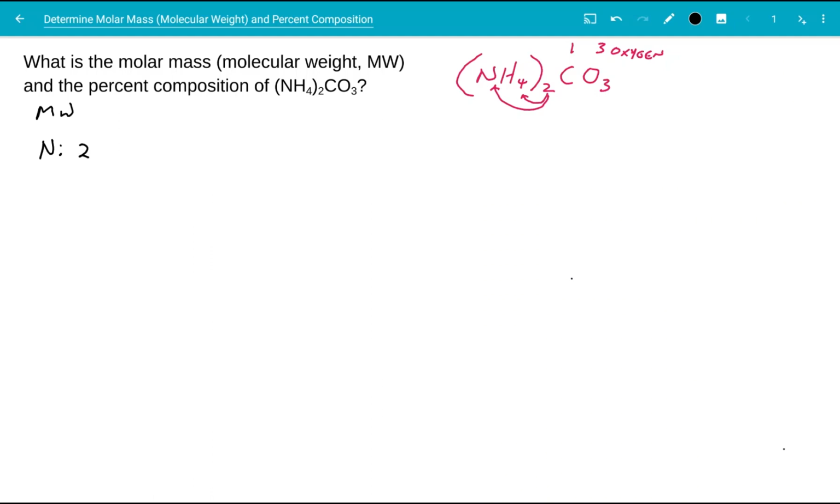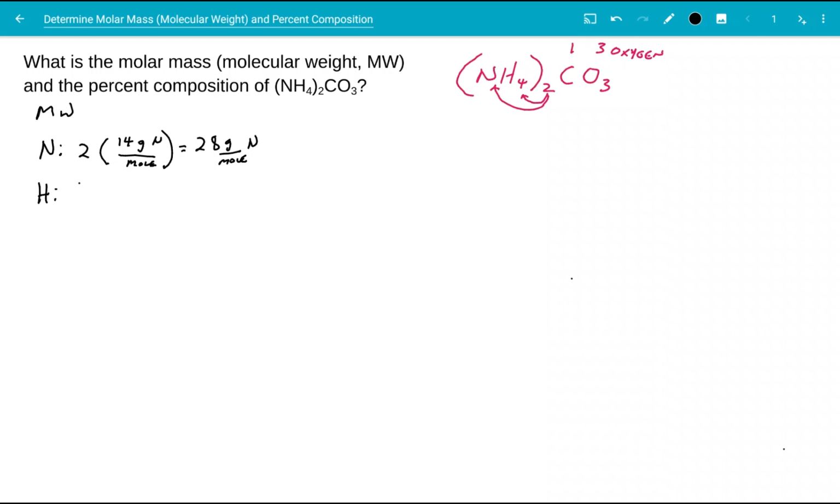So we have 2 nitrogen atoms. You go to the periodic table. The atomic mass for nitrogen is 14. So that 14 now is grams per mole. So 1 mole of nitrogen is 14 grams. We multiply this, so it's going to be 28 grams per mole N.